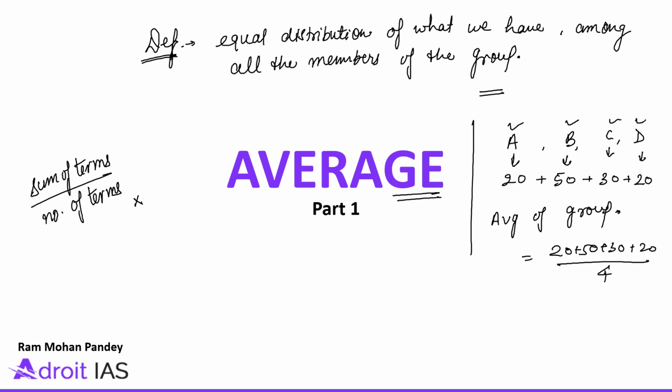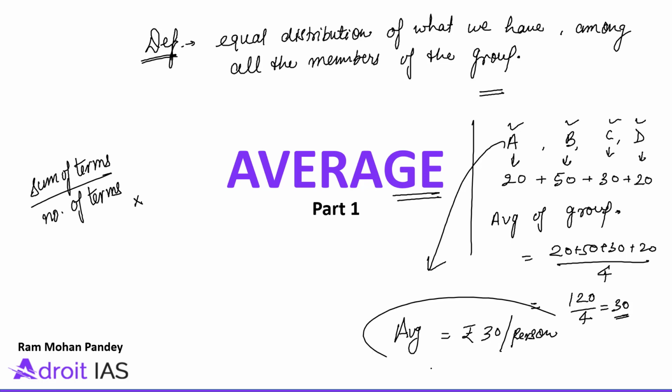So it is equal distribution of whatever they have. 50 plus 20 is 70, 70 plus 30 is 100, 100 plus 20 is 120, and 120 by 4 is equal to 30. So on average they have 30 rupees per person. This is the average of this group.